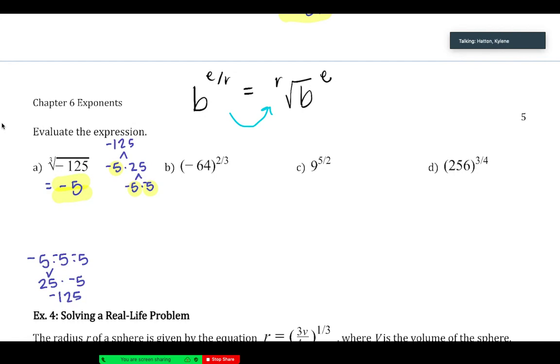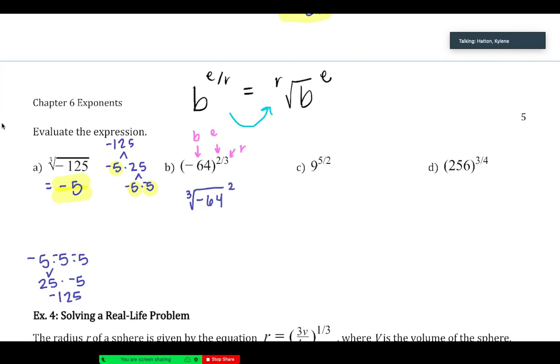And then for B, negative 64 to the 2/3 power, we have a rational exponent, so we want to change it to radical form. This negative 64 is my base value. The 2, the number in the numerator, becomes the exponent, and the 3, the number in the denominator, becomes the root. So the negative 64 goes inside of the radical, the 3 becomes my root or my index, and the 2 becomes my exponent. I don't really need to worry about the exponent until my very last step. My main focus is figuring out what the cubed root of negative 64 is first.